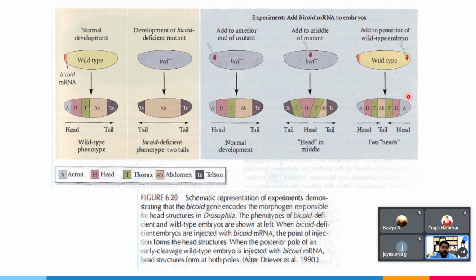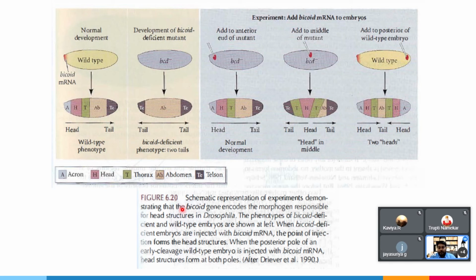So this particular experiment shows us two things. First, that bicoid is necessary and sufficient for anterior structure formation, and bicoid acts in a graded manner in order to form this structure. So as bicoid concentration dies down, we have different structures forming. So this proves that bicoid is a morphogen and helps in anterior structure development.